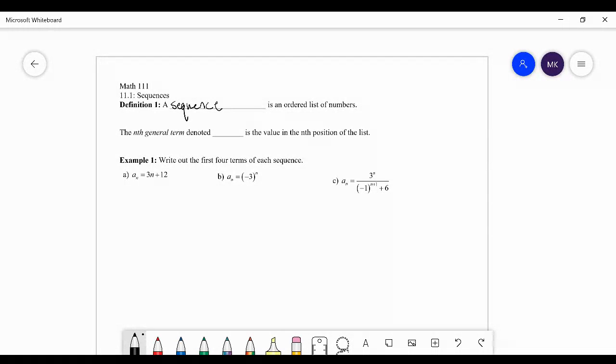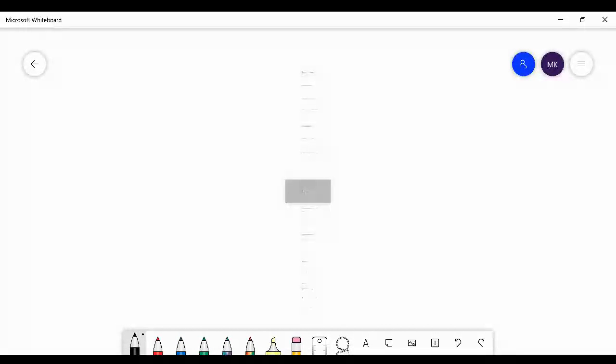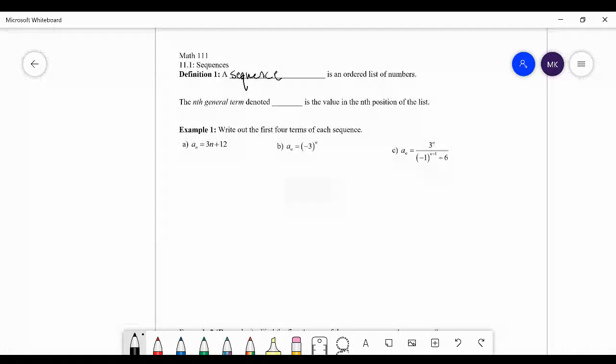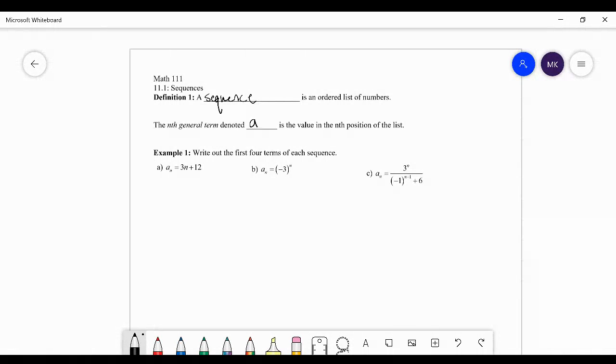When we talk about the nth general term, we use the notation a sub n to denote this. This subscript tells us the term number. So a sub 1 would be the first term, a sub 2 would be the second, and a sub n is the nth term.